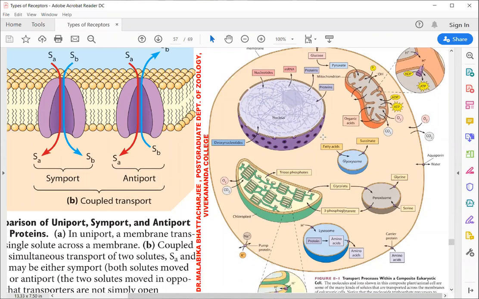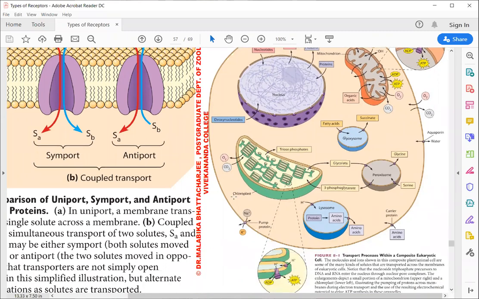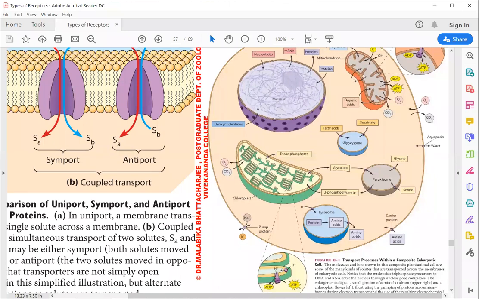And you can see there is a pump mechanism occurring here. You can see amino acids coming in through carrier proteins. You can see water entering through aquaporins. You can see oxygen and carbon dioxide entering the mitochondria through simple diffusion. You can see the movement of molecules in and out between the mitochondria and the cytoplasm.